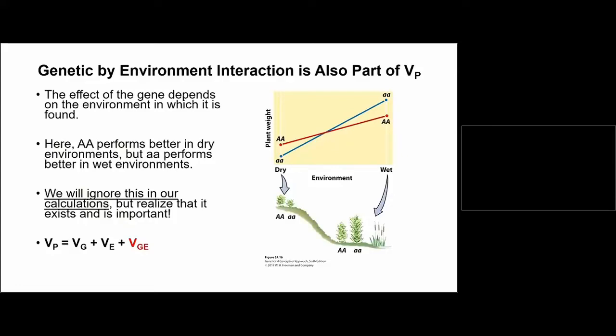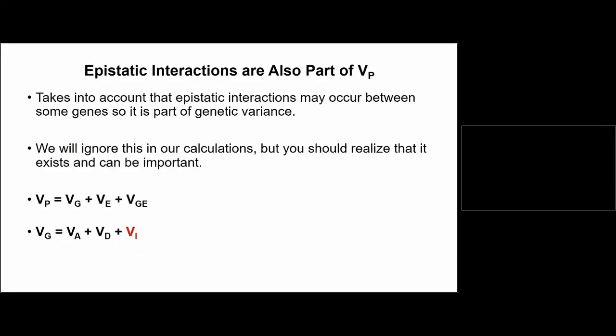Okay, so the phenotypic variation or phenotypic variance is the genetic effects plus the environmental effects plus the G by E, but we're not actually going to include that. Also, epistatic interactions are important. Epistatic interactions are part of the genotypic variation. So the genotypic variation is the additive effects plus the dominant effects plus the epistatic effects.